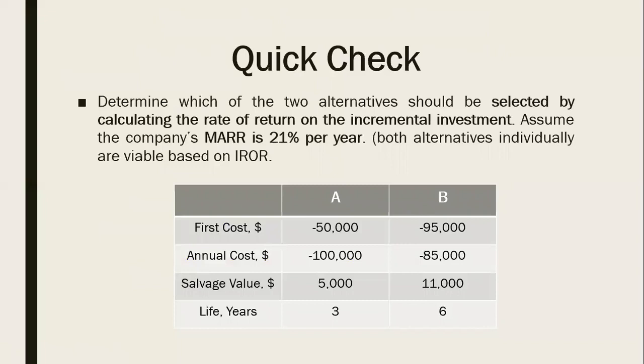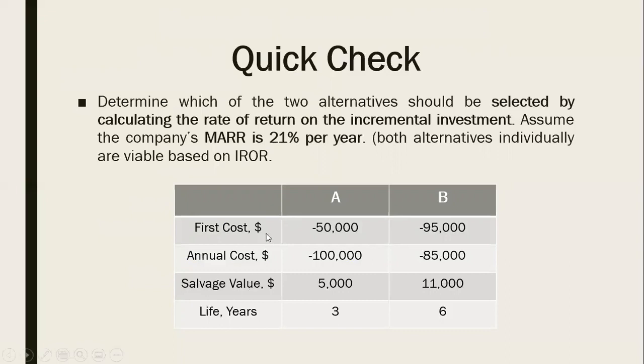Now here is another example. We need to determine which of the two alternatives should be selected by calculating the rate of return on the incremental investment. On the incremental investment, keep in mind, assume the company's MARR is 21% per year. Both alternatives individually are viable based on internal rate of return.